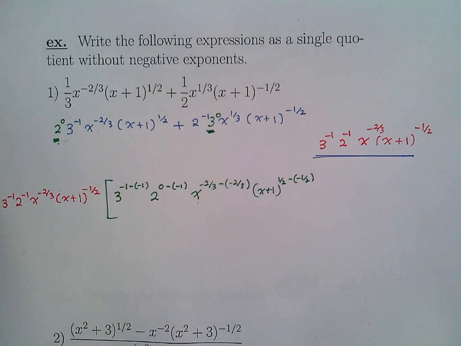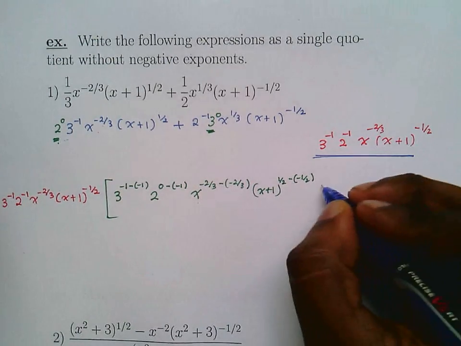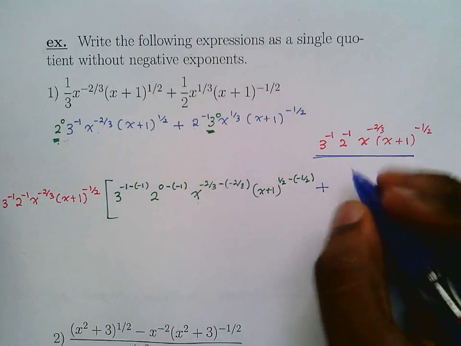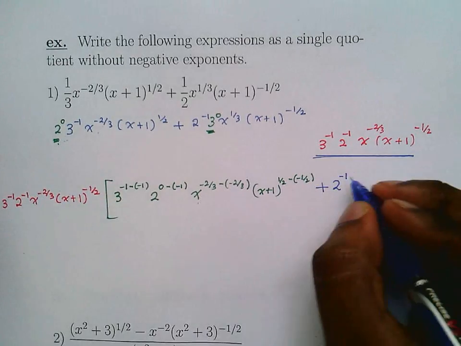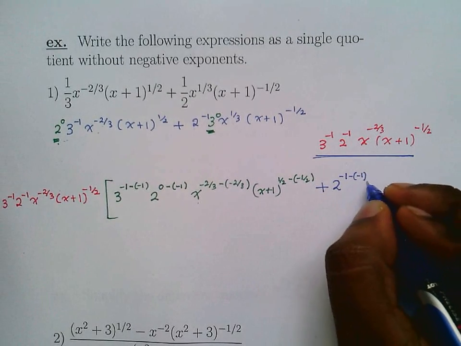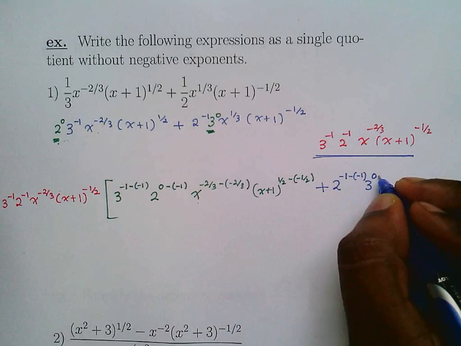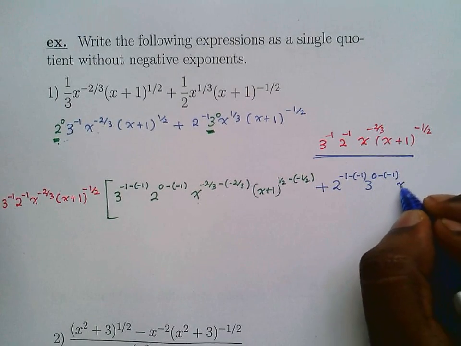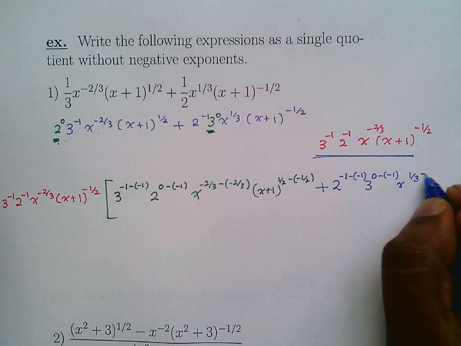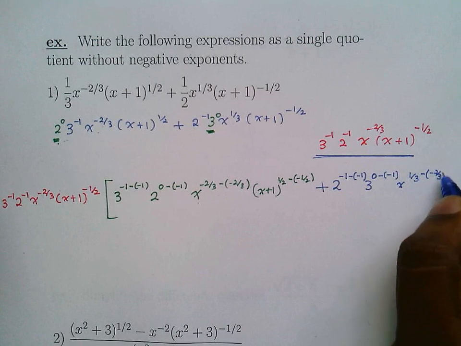So now this looks like a really big simplification, so have a good look. Don't write things down without understanding it. Okay, now let's go to the second term. 2 to the power, we had -1, we are subtracting -1. 3 to the power, we had 0, we are subtracting -1. X to the power, we had 1/3, subtract -2/3.